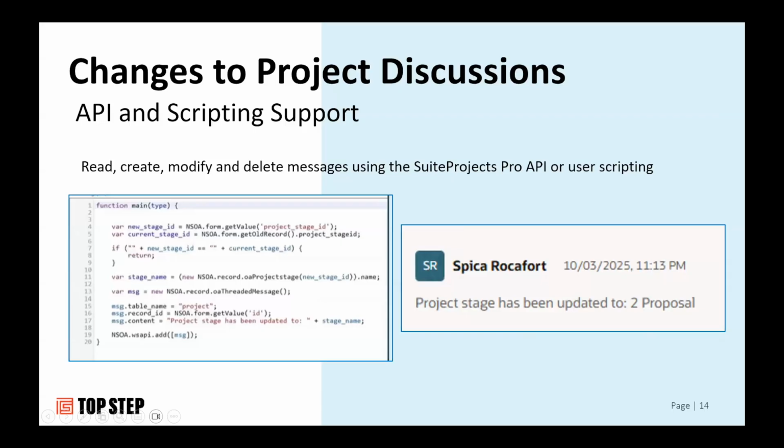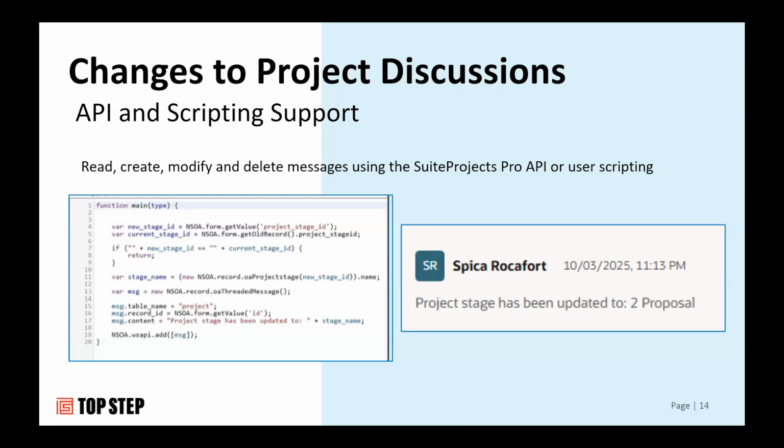And this is something my tech team is excited about. We are often asked to build integrations to capture data within a project. And we can capture that in custom fields. We can capture that using the issues or items link. But now they've opened up the API and the scripting to include project discussion.